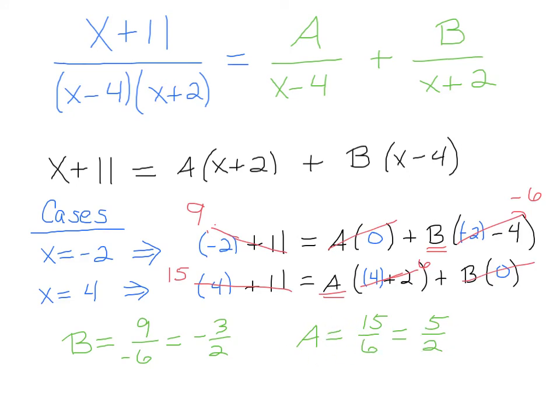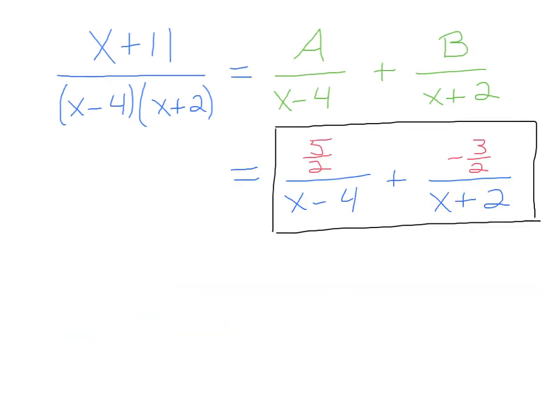So now that we solved for a and b, let's go back to our original partial fraction decomposition up here, and so a was 5/2, b was minus 3/2, and that is the partial fraction decomposition for x plus 11 over x minus 4 times x plus 2. All right, good luck.